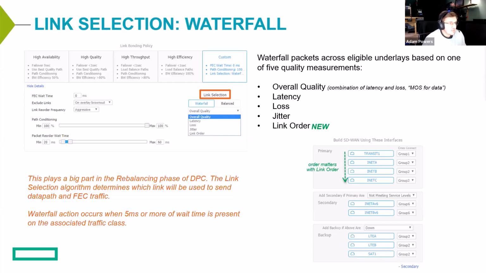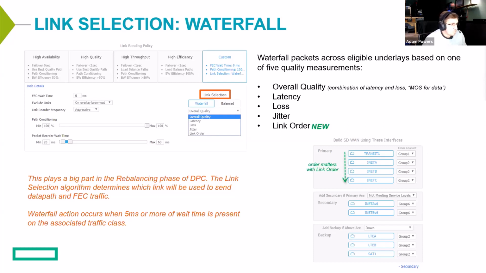The link selection mechanism has two different modes, waterfall and balanced. When you click on waterfall, you'll notice there's a little drop down there. You've got several different options. These are part of what goes into that rebalancing portion.